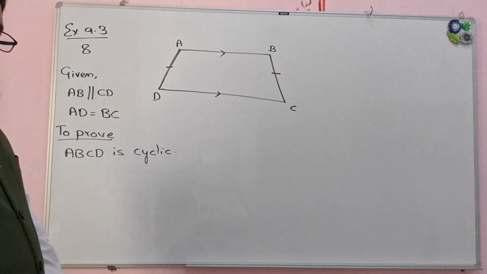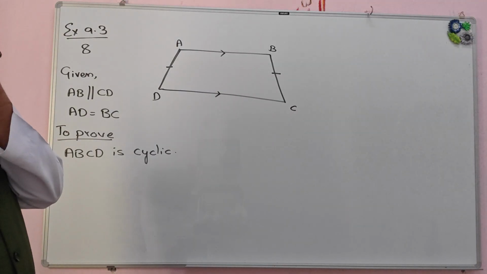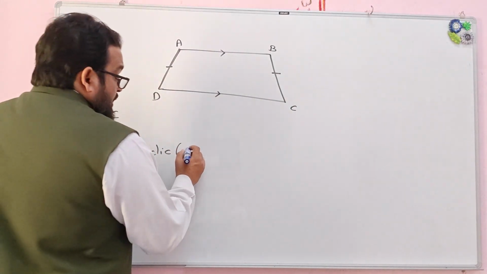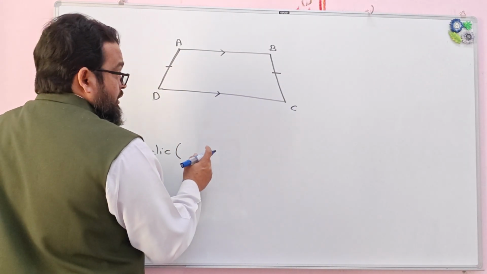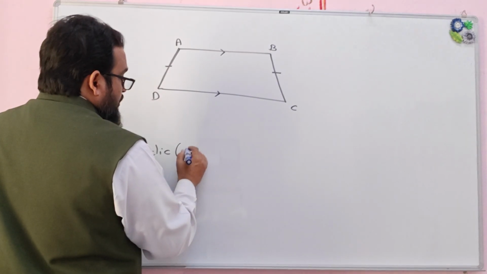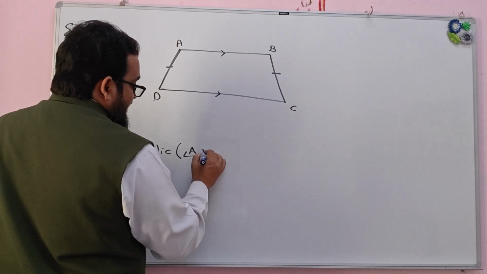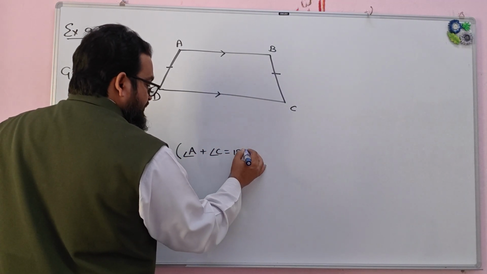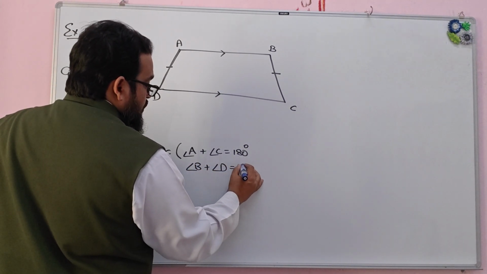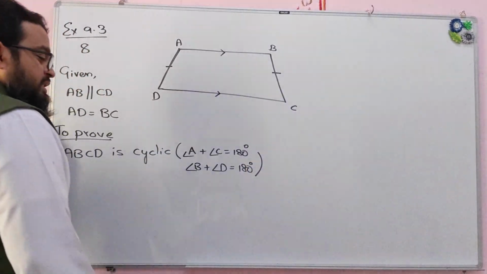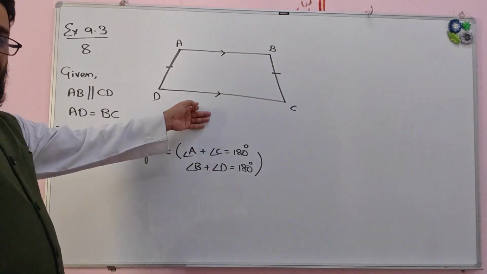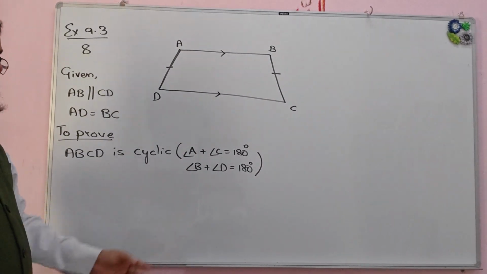ABCD is cyclic. So what do we know about cyclic? What is the property of a cyclic quadrilateral? The sum of opposite angles is equal to how much? 180 degrees. So either we have to prove that angle A plus angle C is equal to 180, or angle B plus angle D is equal to 180 degrees. Either we have to prove this or we have to draw a circle. We cannot draw a circle, so let us prove this.